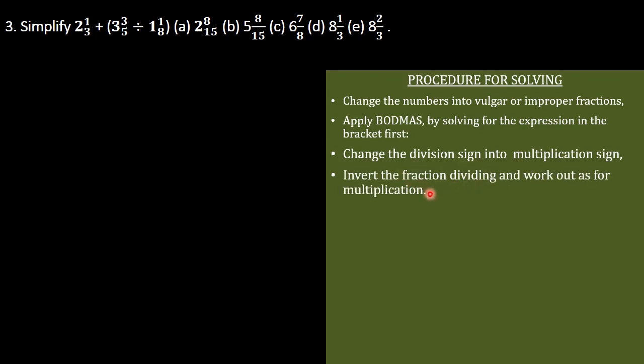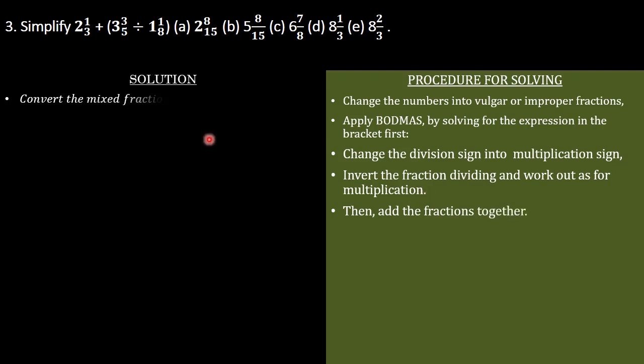Invert the fraction, dividing and working out as for multiplication. Then add the fractions together. Let's check the solution. The first step is to convert mixed fractions into improper fractions.